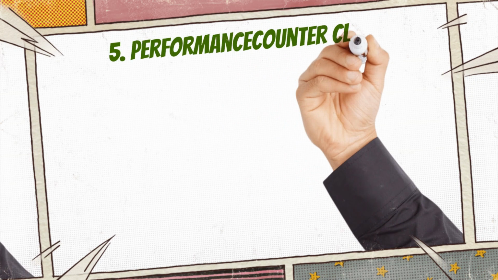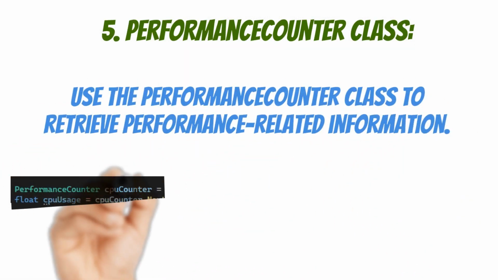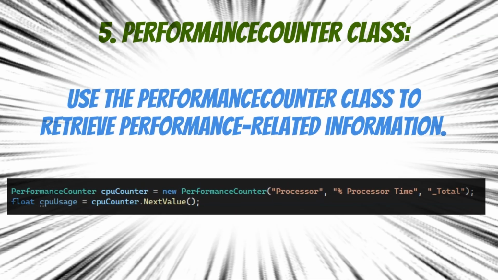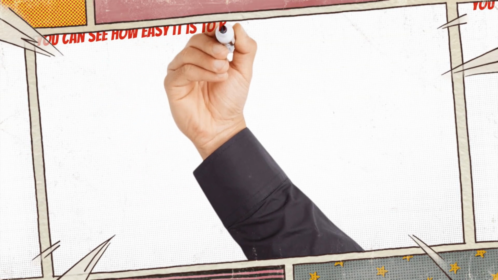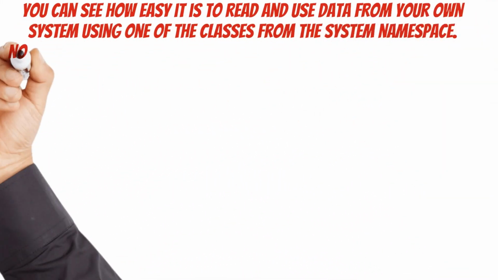5. PerformanceCounter class. Use the PerformanceCounter class to retrieve performance-related information. You can see how easy it is to read and use data from your own system using one of the classes from the System namespace.